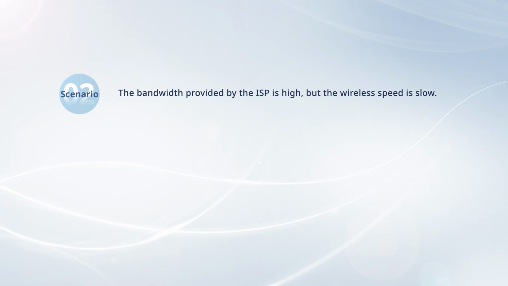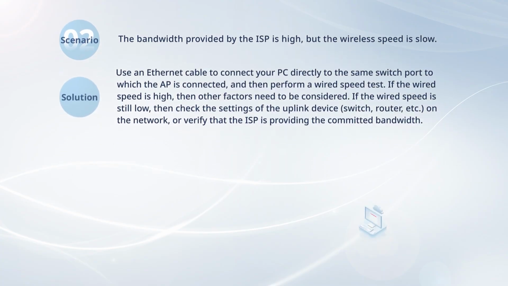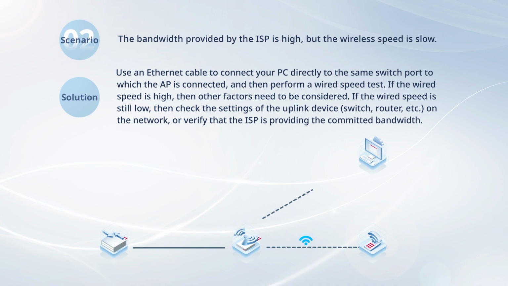If the ISP provides a high bandwidth, but you still experience a slow wireless speed, then use an Ethernet cable to connect your PC directly to the same switch port to which the AP is connected, and perform a wired speed test. If the wired speed is high, then other factors need to be considered. If the wired speed is still low, then check the settings of the uplink device on the network, or verify that the ISP is providing the committed bandwidth.